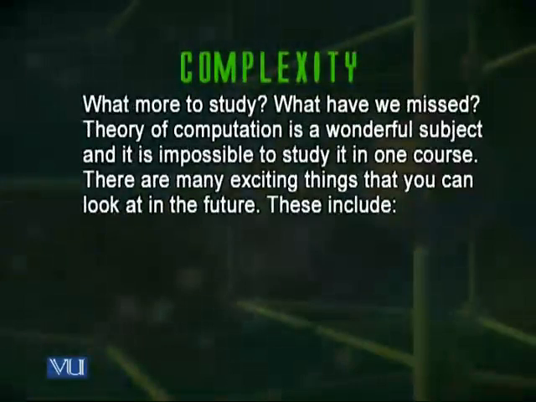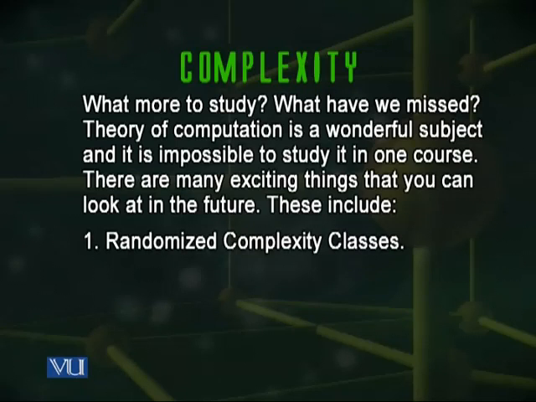So I'll give you some suggestions of what you can study further if you want to study more complexity theory. There are many exciting things in the theory of computation that you can look at in the future. These include randomized complexity classes. We have hardly talked about randomization. Randomization is an amazing resource. I hope you have seen some randomized algorithms, and how having access to random bits, or making random choices, can help us perform computations fast. So randomized complexity classes are a wonderful, very active area of study.